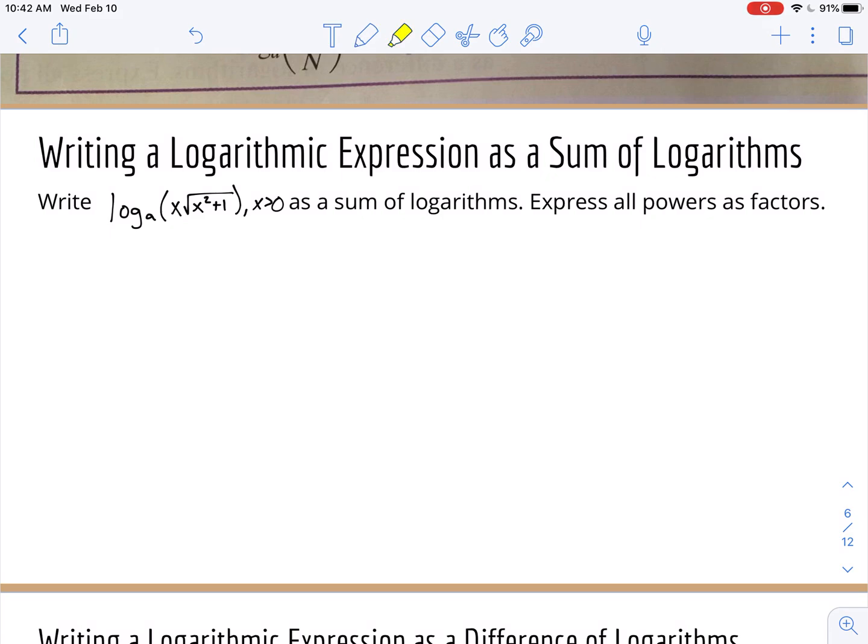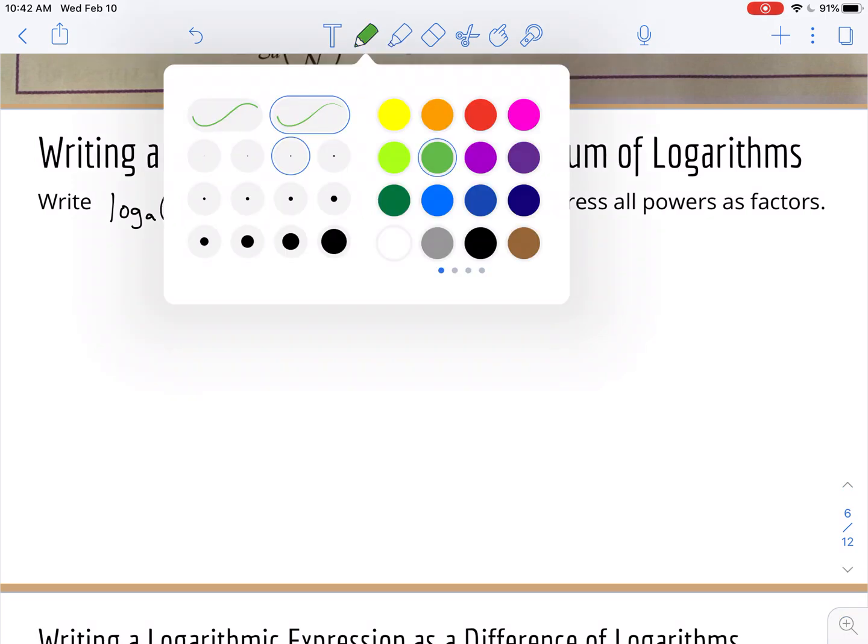Don't worry too much about these. This is just the book giving you the domain of this logarithm. This is the only place that x applies. So write this out as a sum of logarithms and then express all powers as factors. Okay, so what this wants us to do is we've got one logarithm. It wants us to break this up into some other logarithms.